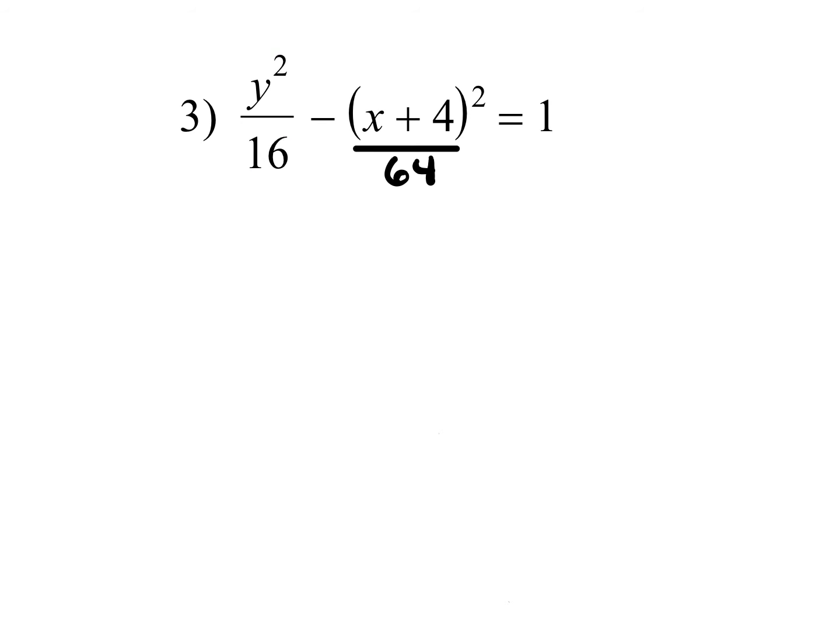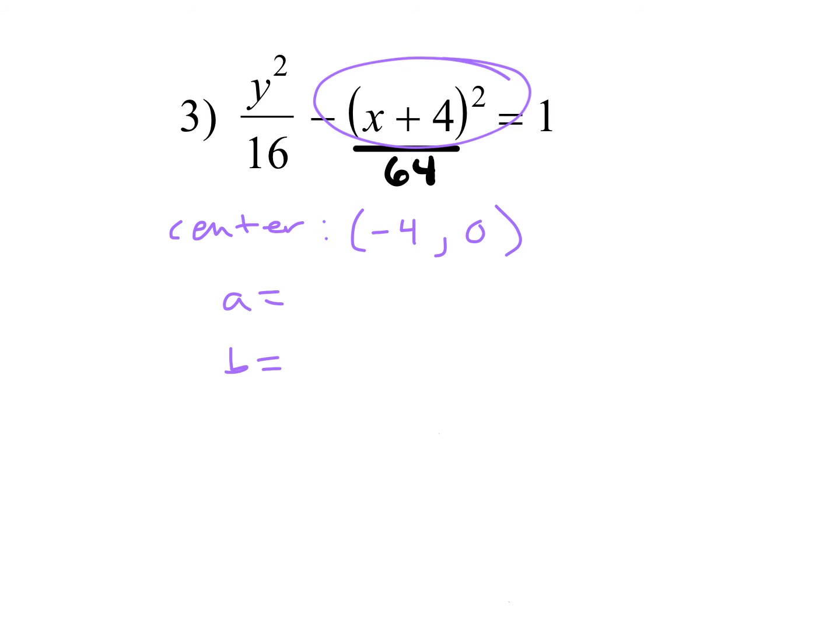So I always like to find the center, because that way I can move and figure out where my vertices are. So what's my center? Negative 4, 0. Perfect. Remember, the x always goes with the x. Let's find a, b, and c next. So what's my a? Remember, 16 is a squared, so what's a? 4. What's b? 8. And how do I find c?